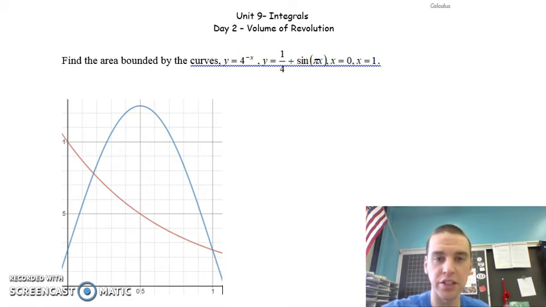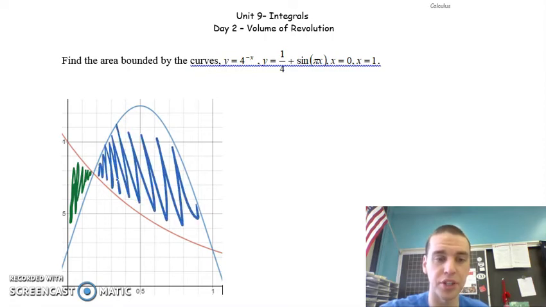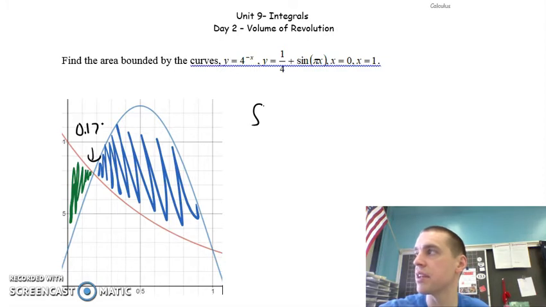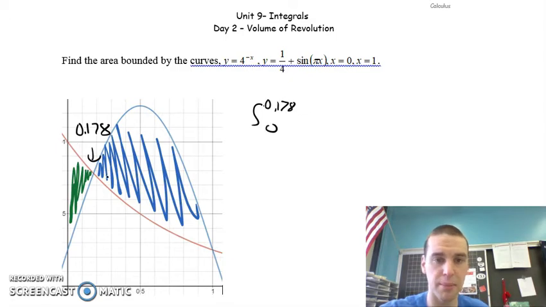If you have time, plug it into your calculator and you'll get this shape. You'll see here we go from 0 to 1. The difference with this one, we talked about it a little bit last video, is that the top curve and bottom curve change. So when we look at the actual area bounded, we're going to need to do this right here, which is 0.178. Therefore, we're going to go from 0 to 0.178 of the top curve, 4 to the negative x, minus the bottom curve, 1/4 plus sine pi x.